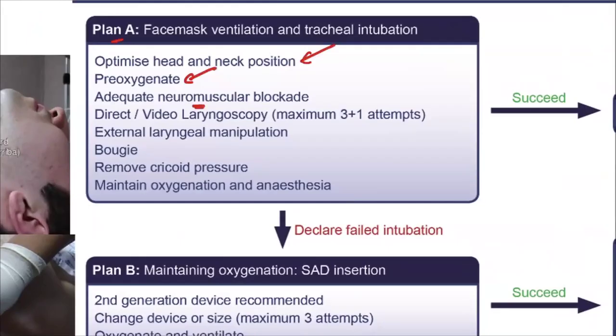Check whether the muscles are adequately relaxed. If not, give more dose to adequately relax. Direct or video laryngoscope: video laryngoscope is an excellent piece of equipment, and its use is recommended. Maximum attempts are 3+1. What do I mean by 3+1? 3 attempts are for anyone, for example, it might be the emergency physician who is doing it. The extra one attempt is only for the expert. Who is an expert? Usually a consultant anesthetist is an expert because he intubates day in and day out and has been doing that for years together.